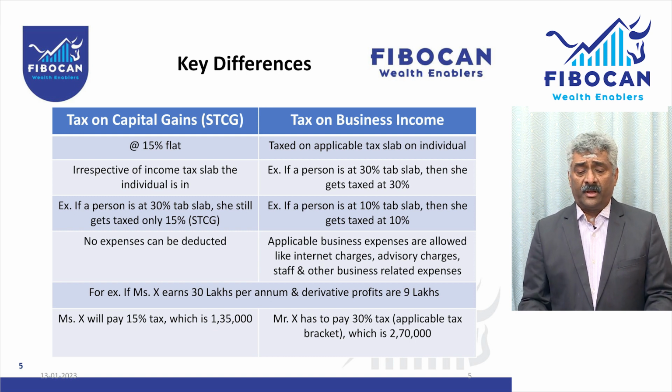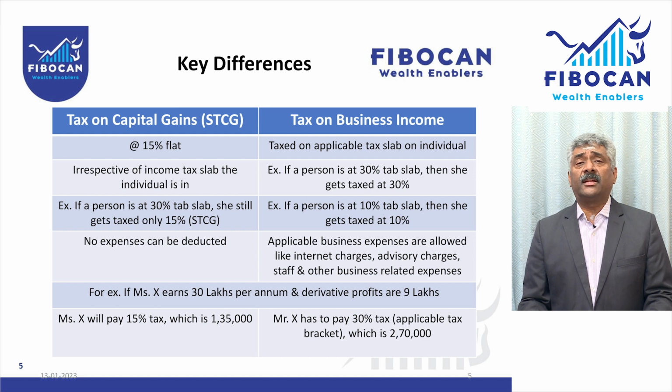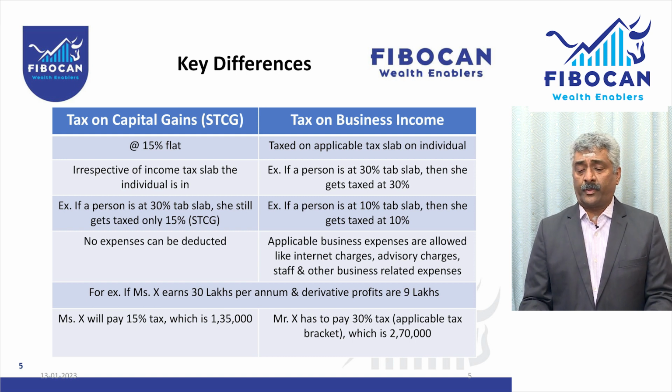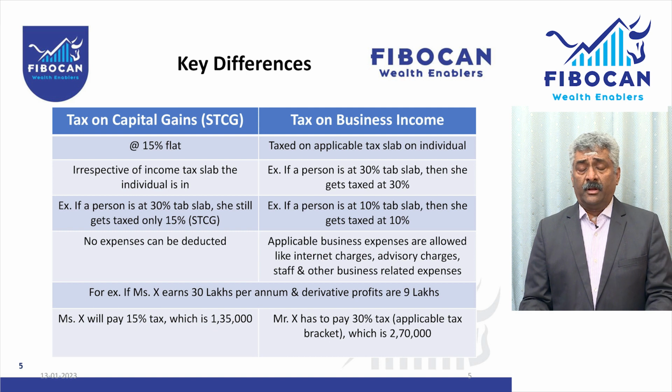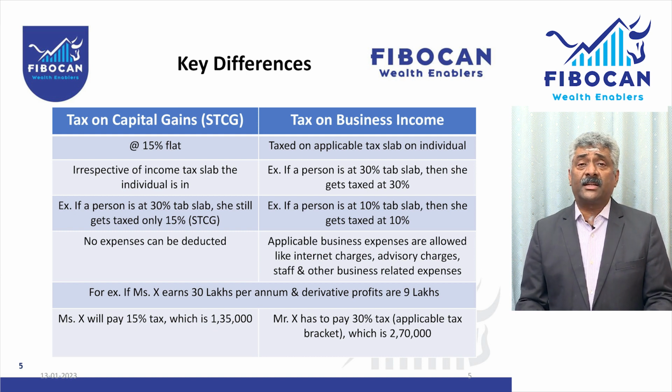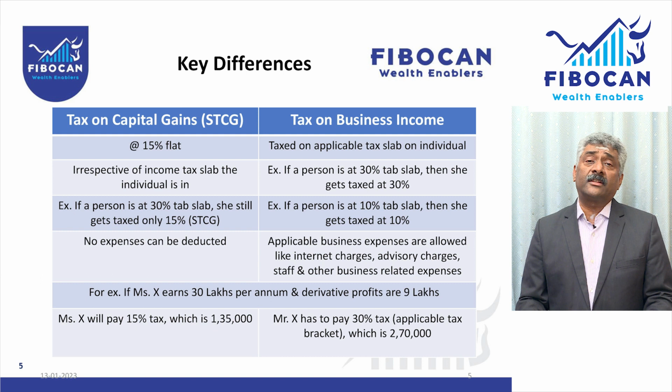If Miss X earns 30 lakhs per annum through her salary and other means, and assuming that she does derivative trading also and earns 9 lakhs as profit. What happens if she were to show this 9 lakhs as short-term capital gains? She will pay a flat 15% tax and end up paying 1,35,000 rupees as tax, right? Whereas if it is treated as business income, she has to club this income with her 30 lakhs as normal income, and it will be taxed at the 30% slab, the applicable tax rate for her, which is 2,70,000 rupees.